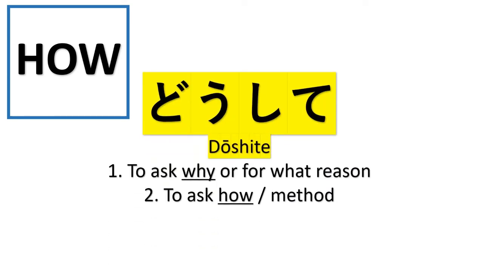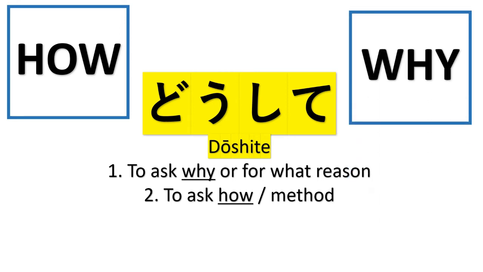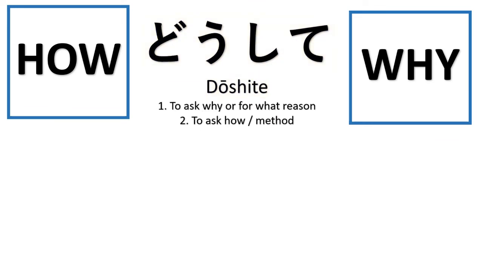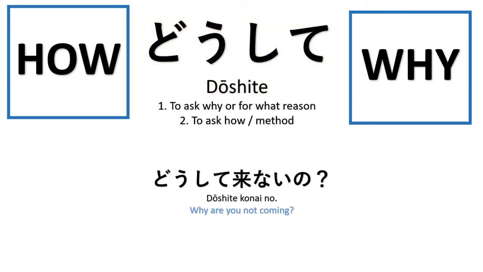So here we have another translation of how. どうして. But actually, どうして is also translated as why or for what reason. That's why it is also translated as why in Japanese. So to ask why, for what reason, and to ask how for a method. Okay? So this has a double meaning. For example, どうして来ないの? Why are you not coming? Right? Why are you not coming here?